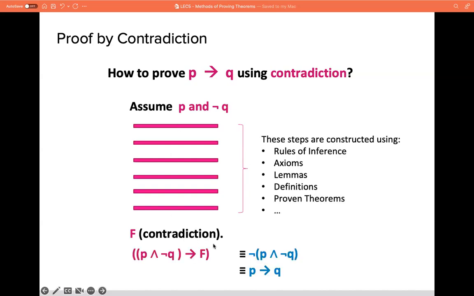And why does this make sense? Because P and not Q implying F is simply equivalent to P implies Q. So by proving that P and not Q results in a false value, we are essentially giving a proof that P implies Q is true or valid. Evaluating P and not Q implies false is simply applying negation to it. That will give you not P or Q, and not P or Q is equivalent to P implies Q.